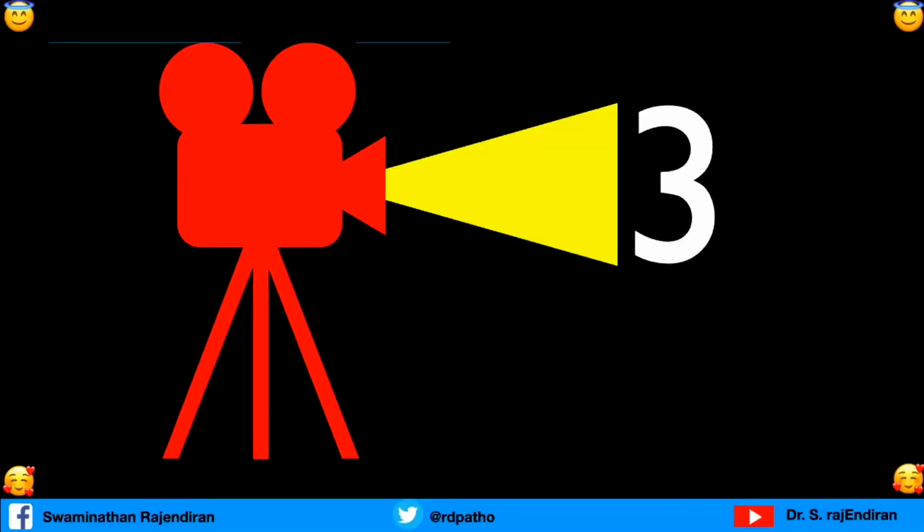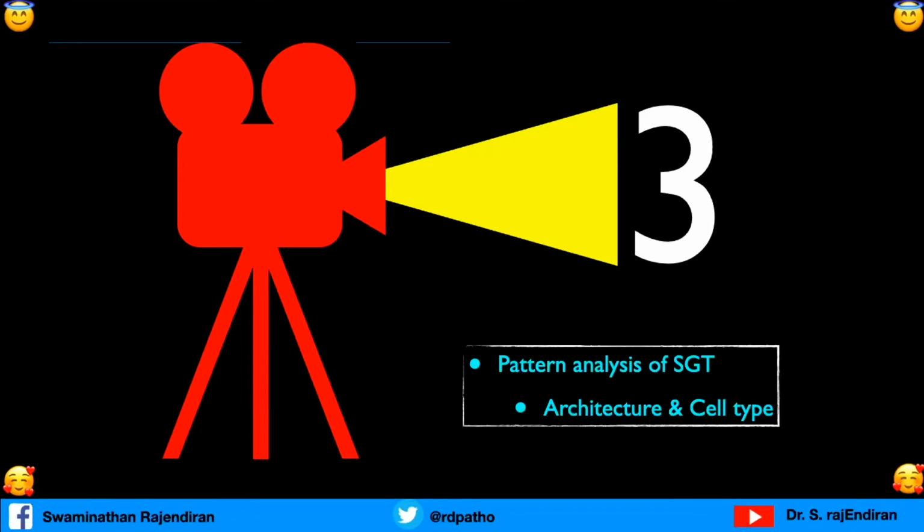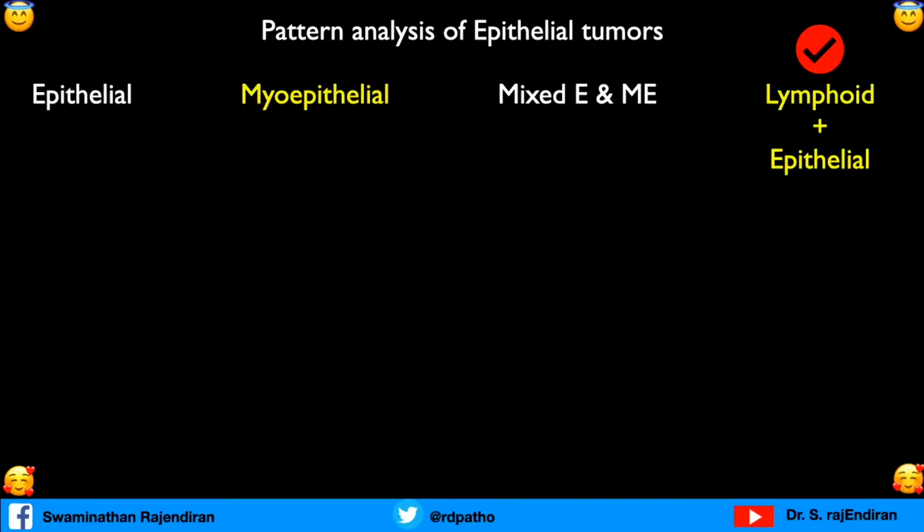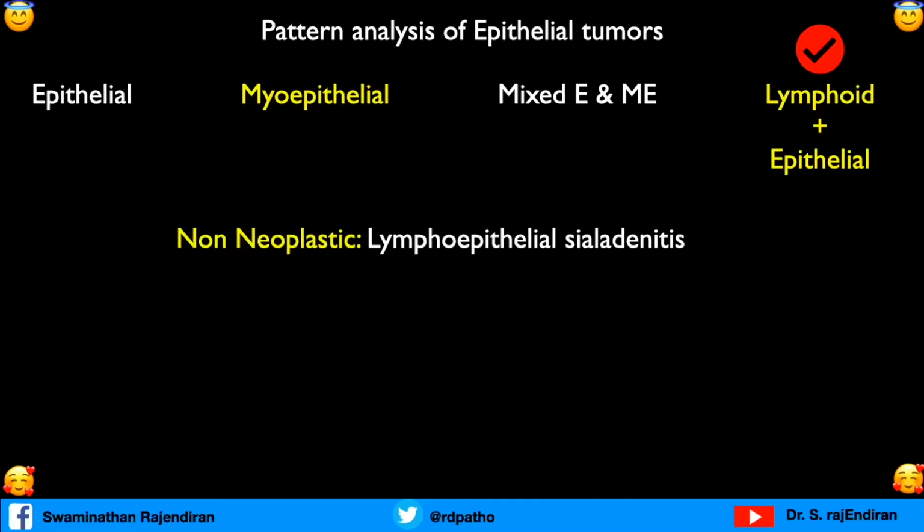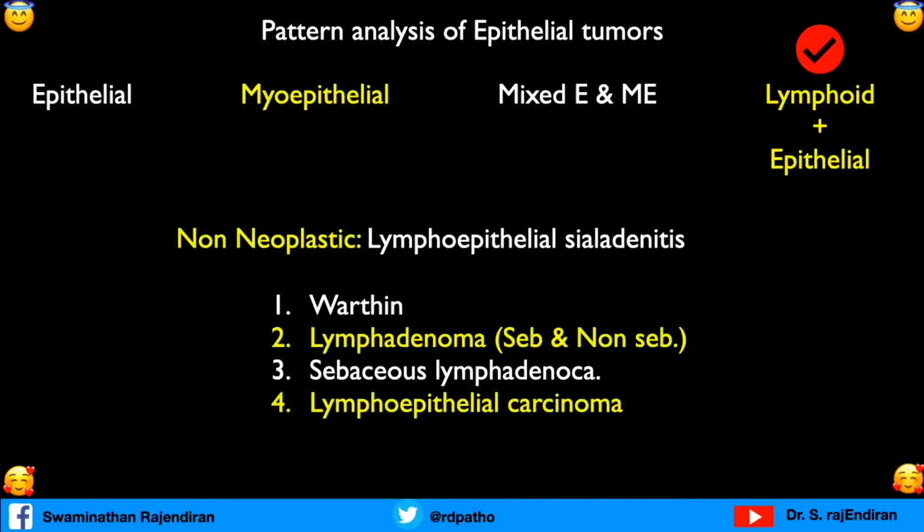So we are going to the third portion, where we will be spending most of our time. Okay, pattern analysis. We have to remember architecture and the cell type. We are dealing only with epithelial tumors. Epithelial tumors can be divided into 4 parts: pure epithelial, pure myoepithelial, mixed epithelial and myoepithelial, and epithelial with lymphoid cells. Let us start with the simplest one, epithelial with the lymphoid cells. The non-neoplastic is lymphoepithelial sialadenitis, and the neoplastic you have Warthin tumor, lymphadenoma, both sebaceous and non-sebaceous, sebaceous lymphadenocarcinoma, and lymphoepithelial carcinoma. Take a snapshot.